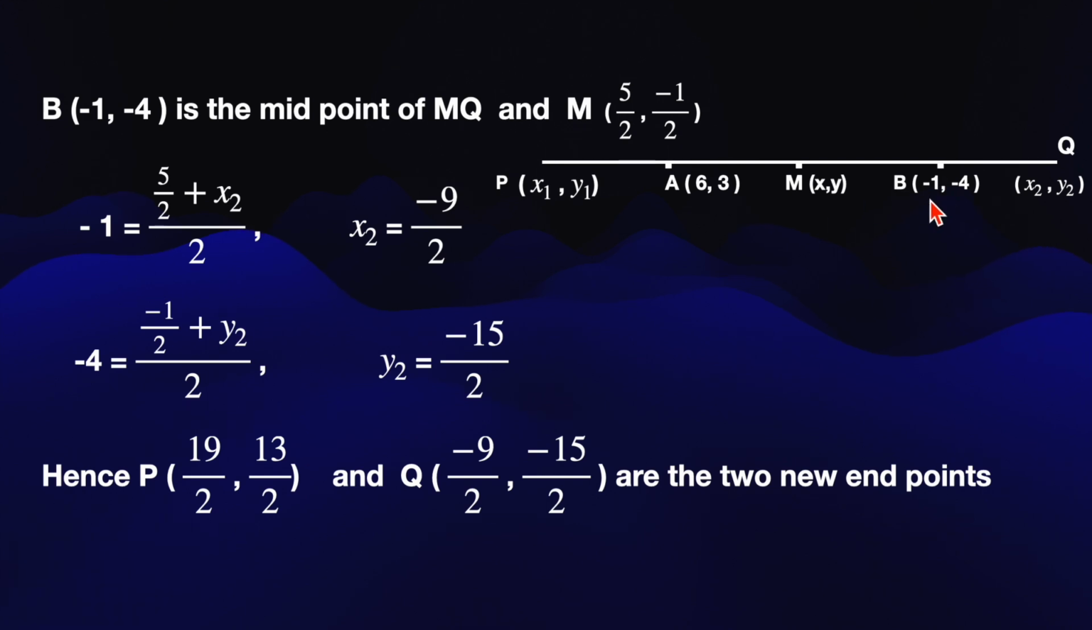So this is the midpoint. So x coordinate minus 1 is equal to this coordinate, that is M 5 by 2 plus x2 upon 2. This is the midpoint formula. Simplify it, I get x2 as minus 9 by 2. Similarly, minus 4 is equal to minus 1 by 2 plus y2 upon 2. Simplify, you get this value. So coordinates of P are 19 by 2, comma 13 by 2, and Q is minus 9 by 2, comma minus 15 by 2.